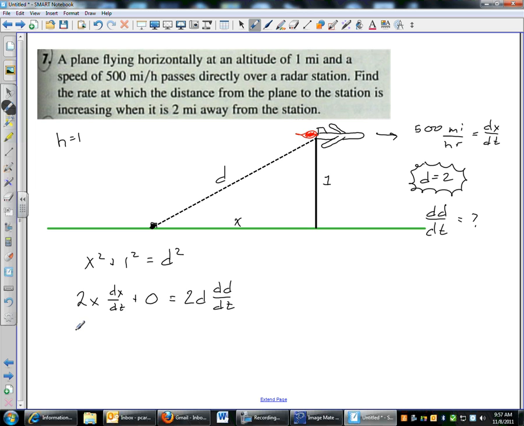Yeah? So we take the derivative. After we set up the formula, we take the derivative. Now what? Plug in everything we know. And we're looking for dd, so this is my variable right here. That's what we're going to have to solve for, which means I need to plug something in for everything else. So 2 times x. What is x?